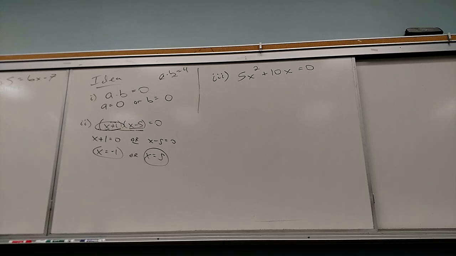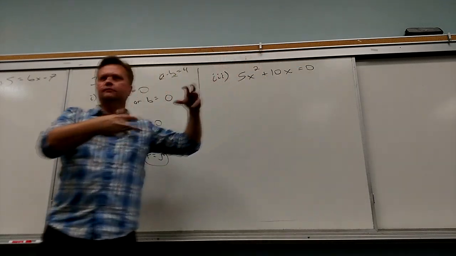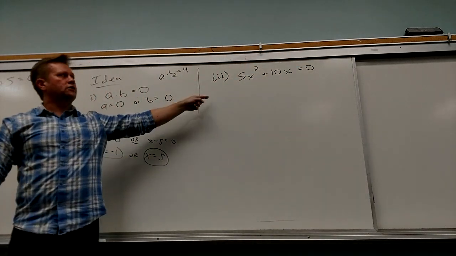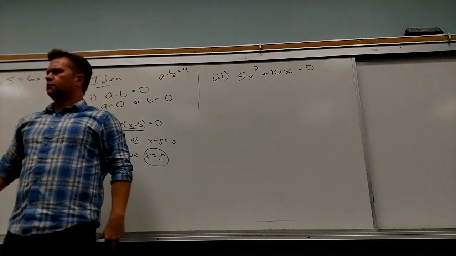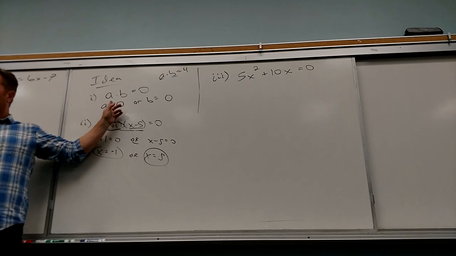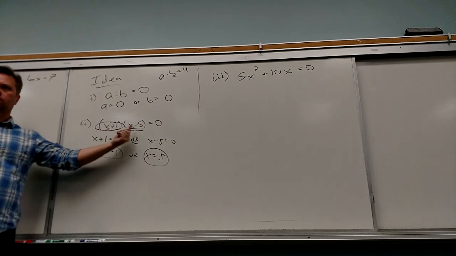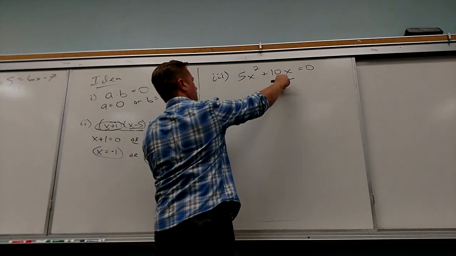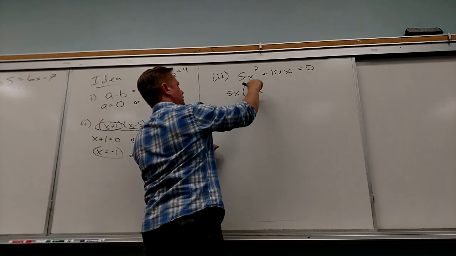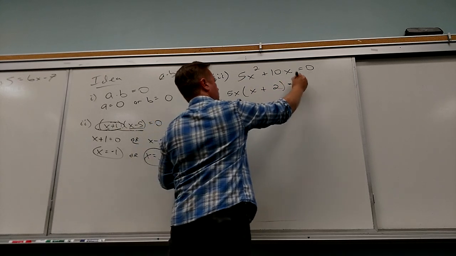Now, we never really thought of it that way because we never had other powers of x in there to worry about. So here, can I get all my x stuff together? No. You can't combine 5x squared and 10x. They're not like terms. But can I use this idea? Yes. So if I factor that thing, I can do what we just did here. What comes out? 5x. And what's left? x plus 2.